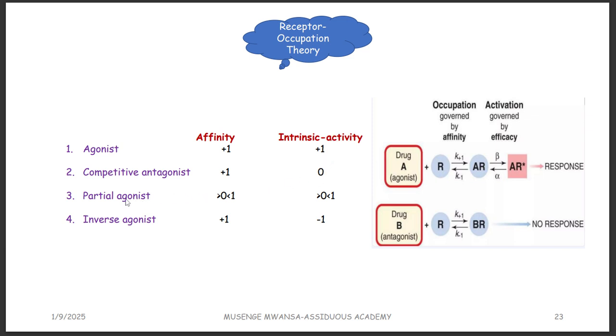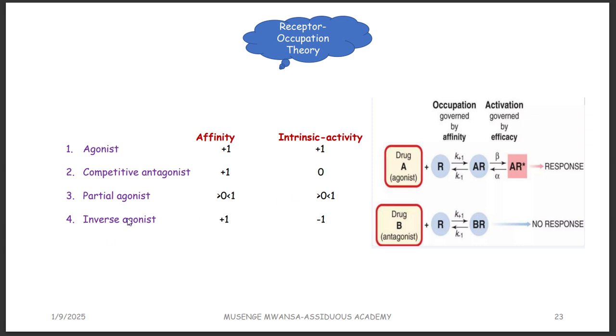A partial agonist will only bind to the receptor weakly. Okay, the interaction is weak. So we say the affinity doesn't reach the maximum. The maximum is 1. So it will bind to the receptor, not to the maximum point, but it is still binding. So the affinity is between 0 and 1. And its intrinsic activity, it doesn't do the function to the maximum point that the actual drug was supposed to do. So also its intrinsic activity is between 0 and 1, like it doesn't reach 1.